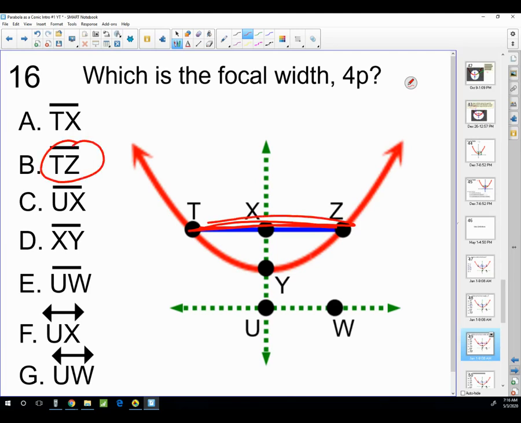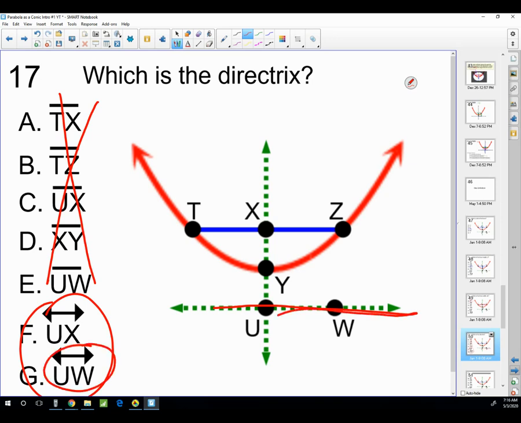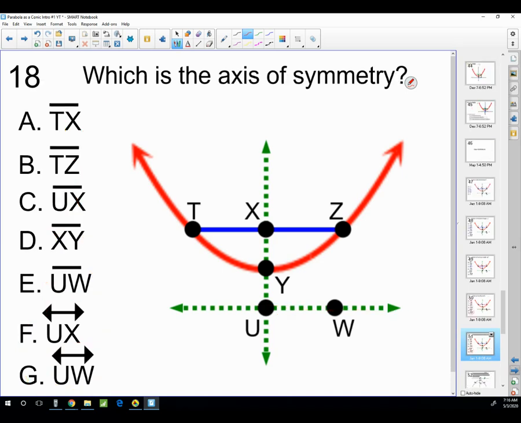Number 17, let's move on. The directrix is a line. It's not a line segment. So all of these would be out. It's either F or G. And then clearly it's this down here. So it's UW, choice G. And number 18, the axis of symmetry. It is a line. And so we'd have to name it UX here, U to X. It could be UY, any two letters on the line with a line symbol.